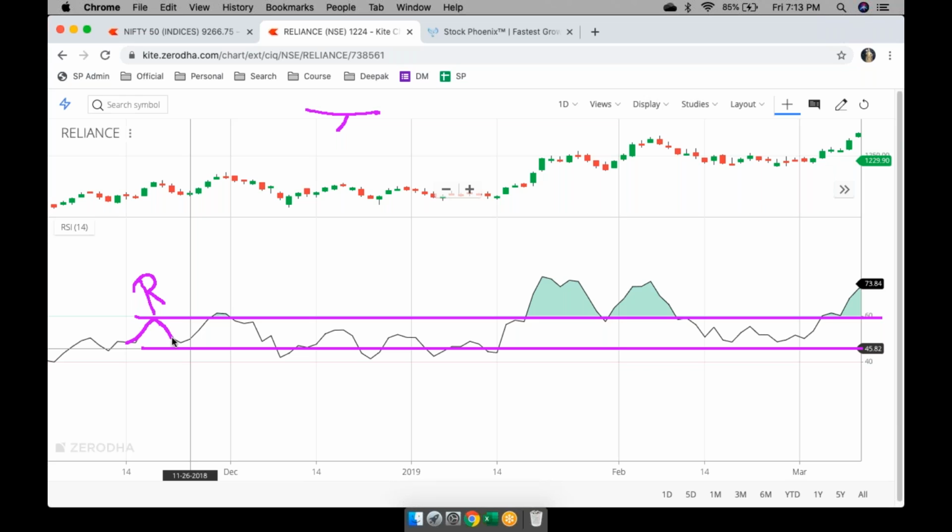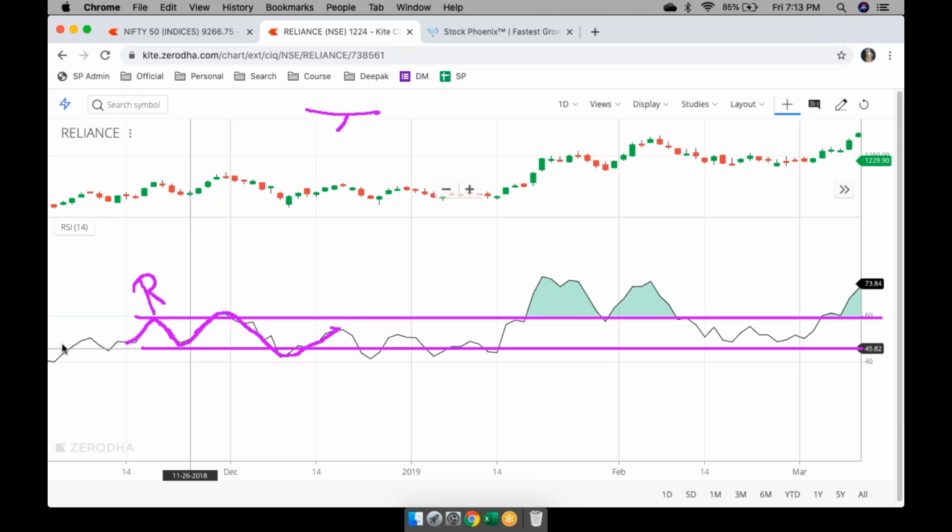It will come down, and when it comes near this 40 line, we expect it to bounce back again. I'm repeating again. You can see when the RSI, this black line, goes near the 60 line, we expect a downtrend. And again, when it comes and touches the 40 line, we expect a reversal. Along with the candlesticks, we will start monitoring these things also.